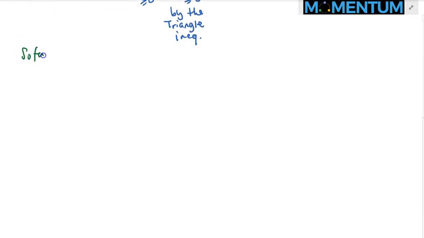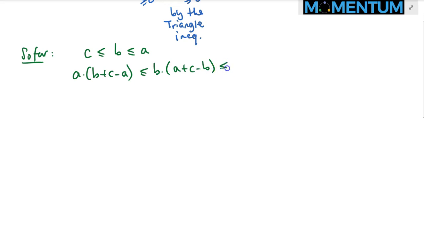So far we know that we have two sequences, namely the sequence C, B, A, and then the second sequence, and this time I aligned them, if you will. B plus C minus A is less than or equal to B times A plus C minus B, which is less than or equal to C times A plus B minus C.